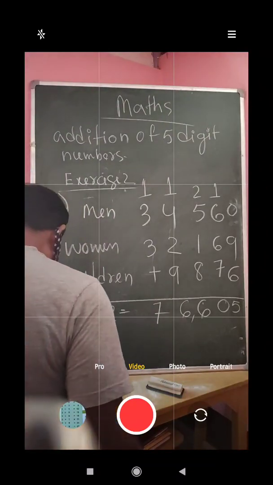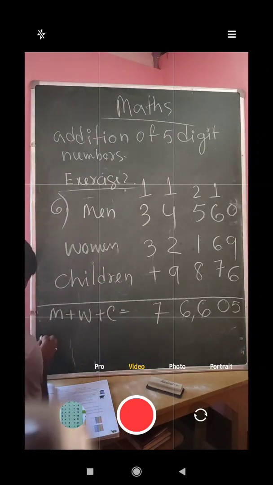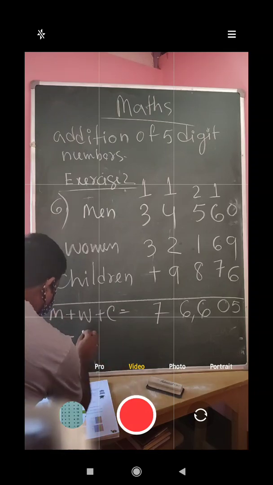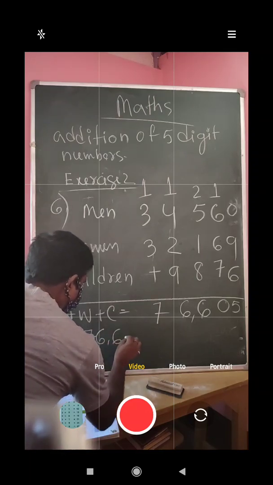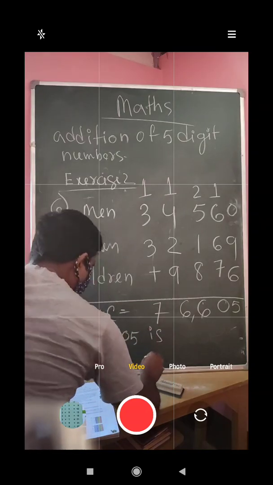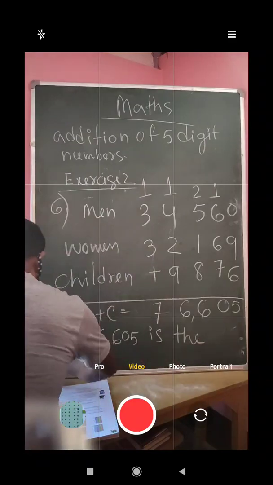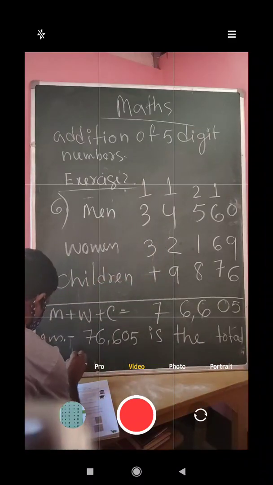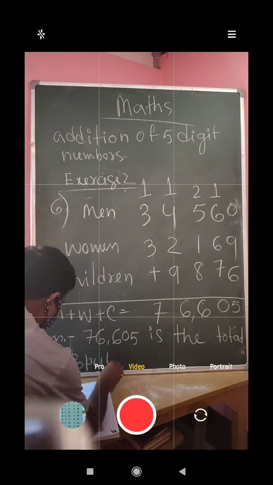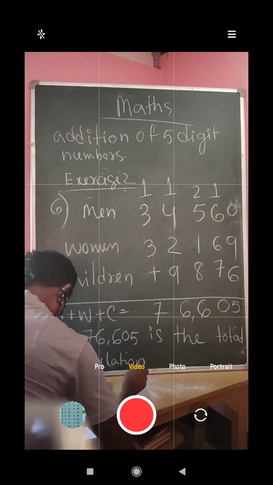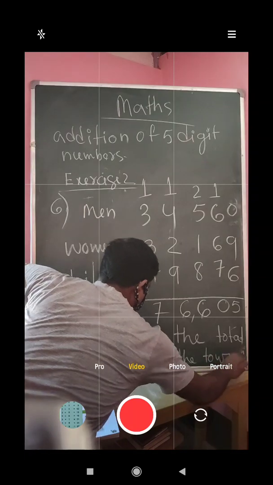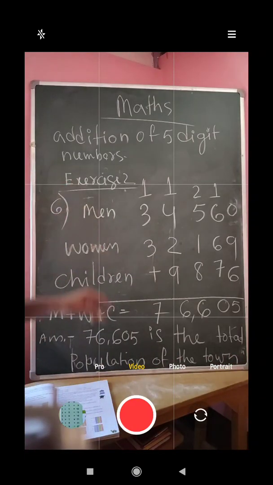76,605 is the total. So what is the population of the town? So in the answer, you need to write 76,605 is the total population of the town. Okay, so this is how we'll have to do.